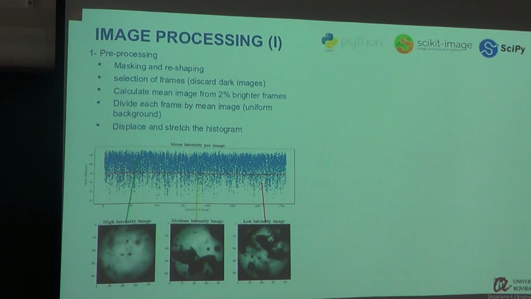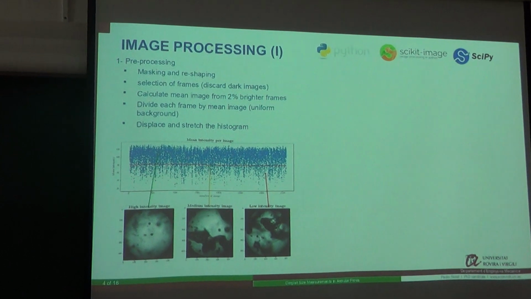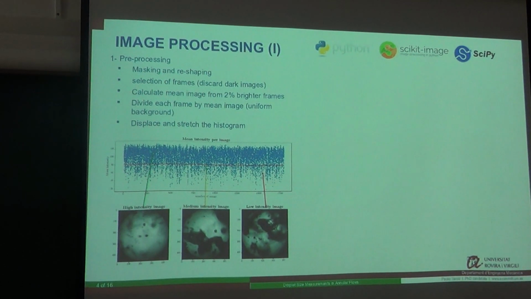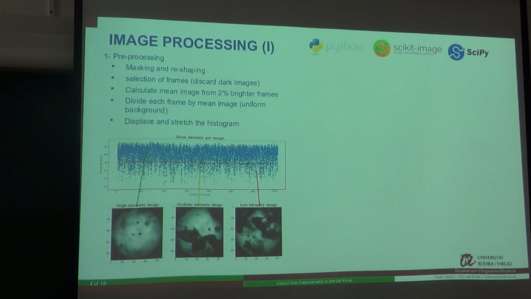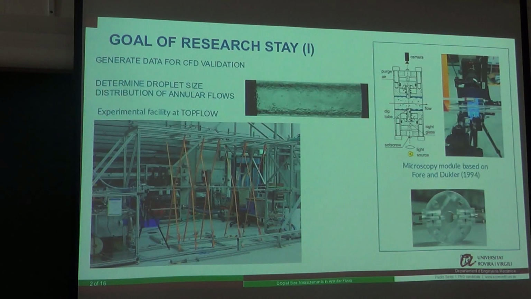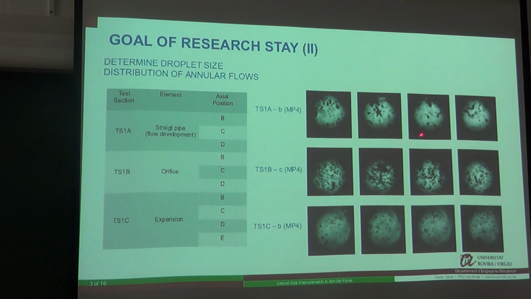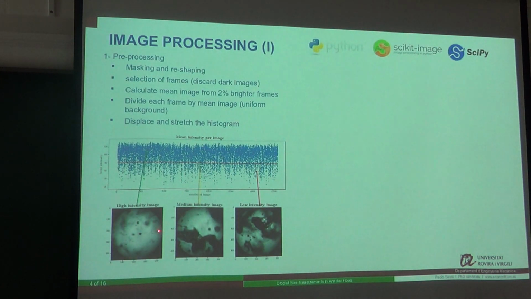So, for getting the droplet size distribution, I used the scikit-image and scipy packages for Python. And the first step was to make a mask and reshape, because the images have a small area, a region of interest, let's say. So an ellipse was made to identify them.